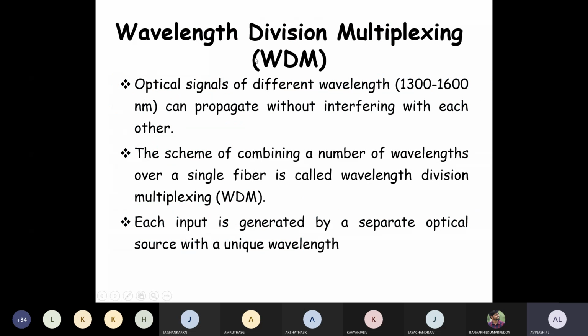If I go through wavelength division multiplexing, optical signals of different wavelengths, from 1300 nanometer to 1600 nanometer, can be propagated without interfering with each other. So there is a limit. Just go through the contents we have learned so far. Wavelength division multiplexing happens for signals within the range of 1300 nanometer to 1600 nanometer.